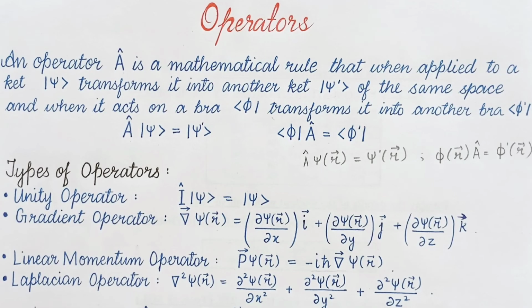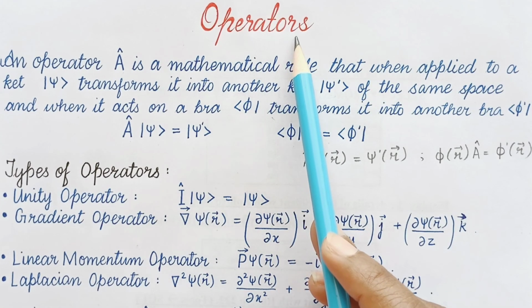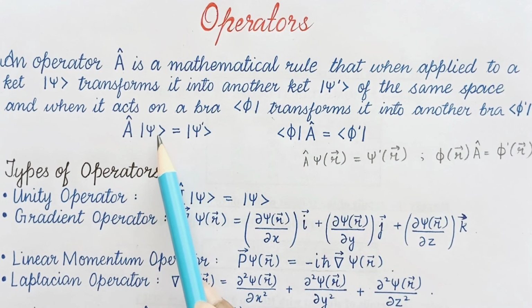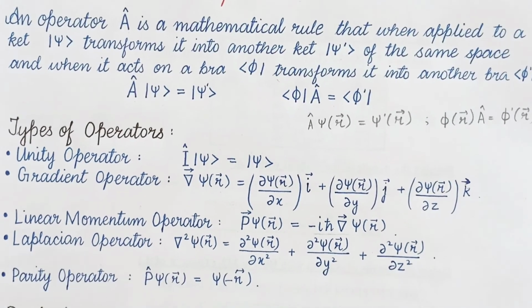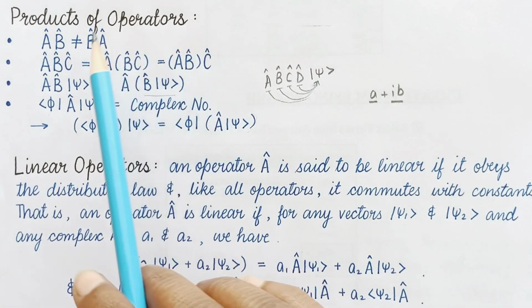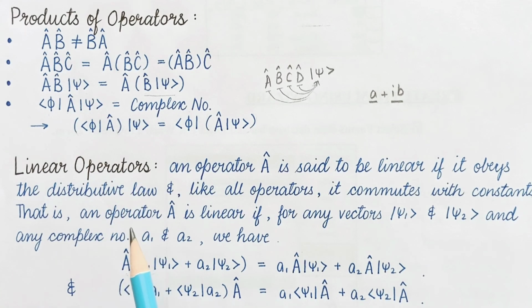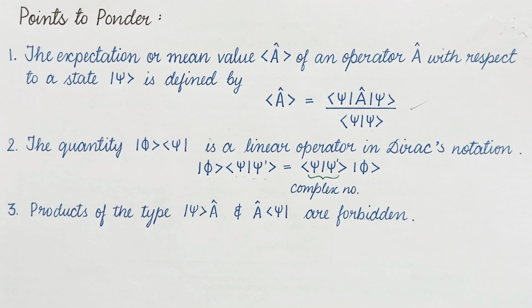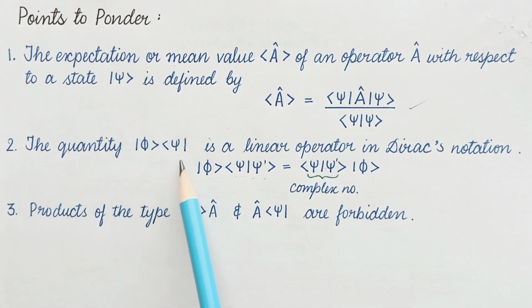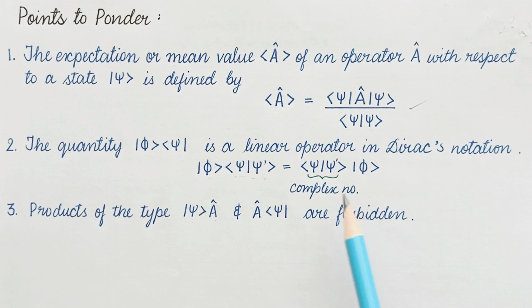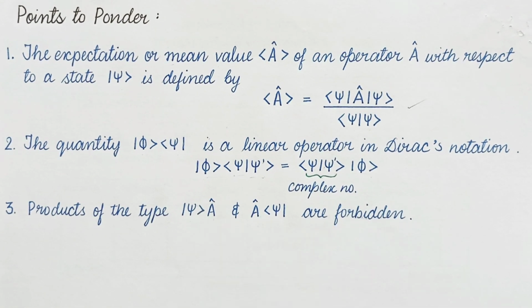So that's it for today's video. We discussed operators. It is simply what we operate on a function and we get another function. Then the types of operators like unity, gradient, linear momentum, Laplacian, parity. Then the products of operators, where we saw a few of the properties. Then linear operators: the operator is said to be linear if it follows the distributive law, which is given by this equation. Then a few points which consist of the expectation values and this form which is a linear operator and gives a complex number. Then we saw the forbidden quantities.